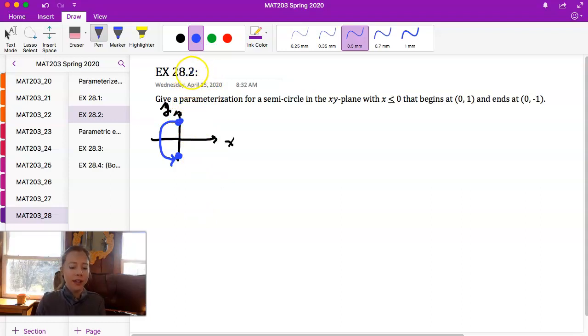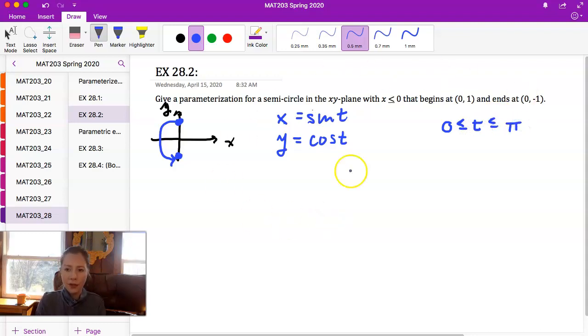Your time interval has to match up with your parameterization. So if we say x is sine t, for example, and y is cosine t. All right, so we want to start at (0, 1). Let's just say that I'm going to set up a time interval of 0 less than or equal to t less than or equal to pi, since we're doing a half circle.